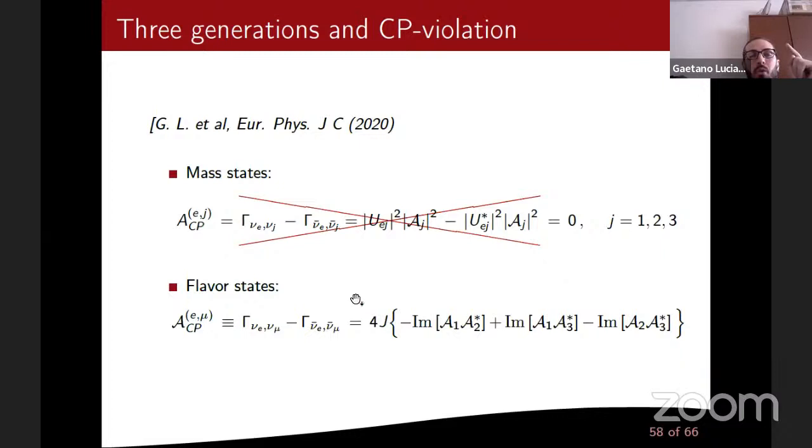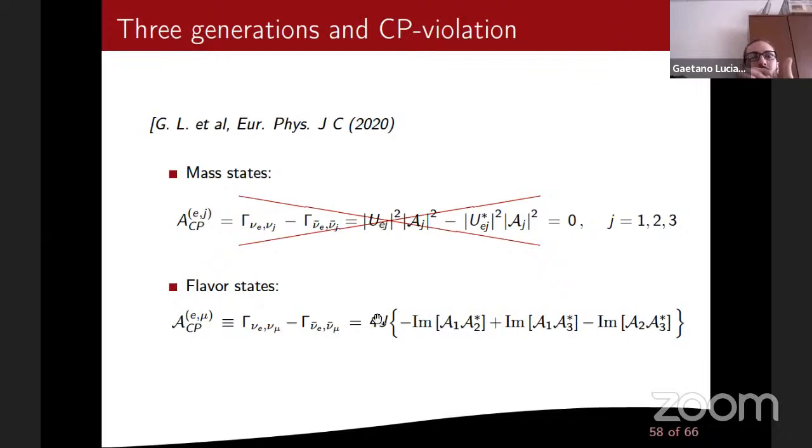On the other hand, if you use flavor states, you can see that you compute again such a difference, and you can see that such a difference is proportional to J, the Jarlskog invariant, which is what we were expecting because of the considerations we were making before. So we can say that flavor states also pass this Porter test.